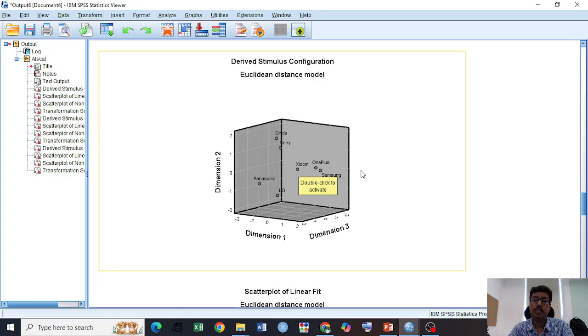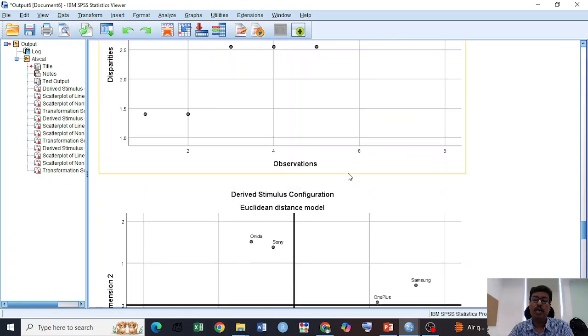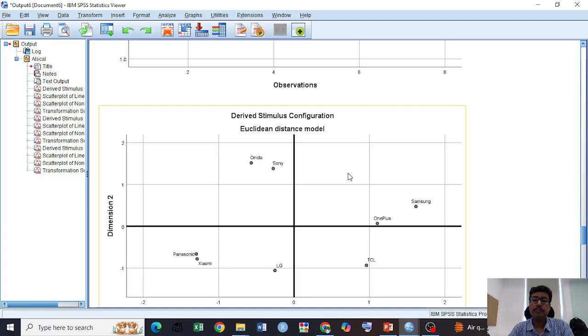This is the spatial map. It is very difficult to explain there, but if you look at the 2-dimension plot, this is the 2-dimension plot. You can see here dimension 1 versus dimension 2. Maybe in terms of after-sale service, you can name the dimension, Samsung and OnePlus may be very good. In terms of maybe picture quality, you can give Onida and Sony. So it is up to you how you name the dimension, right? And you can see LG is a bit distant from the other groups, and TCL is another brand, right?